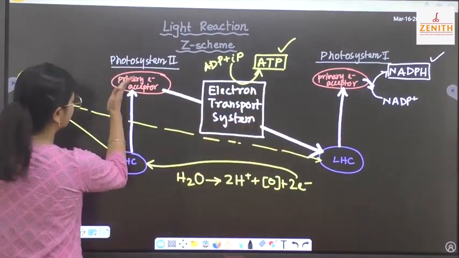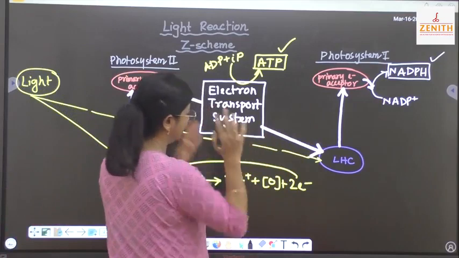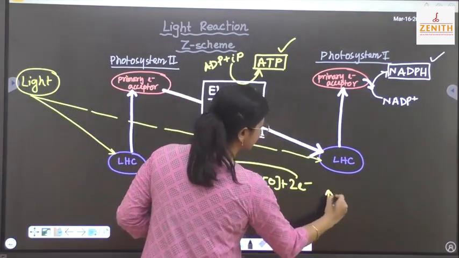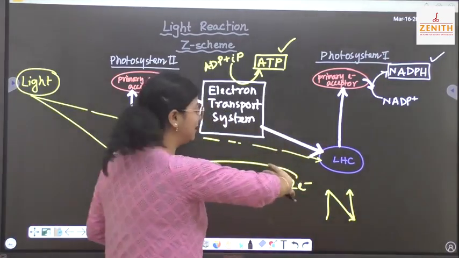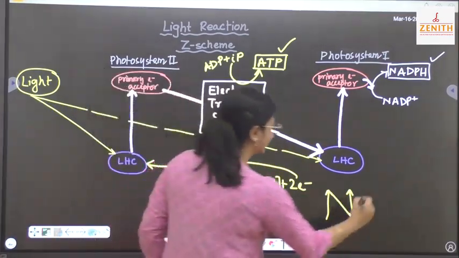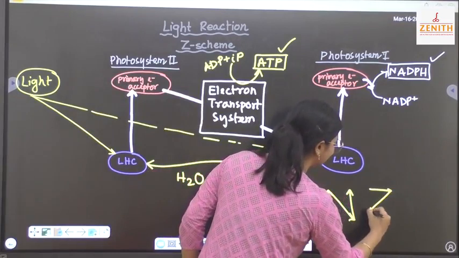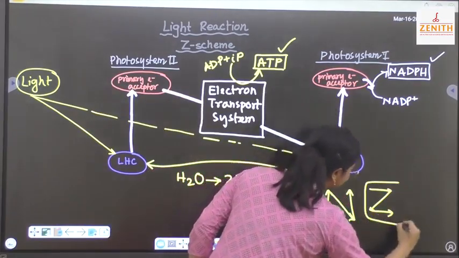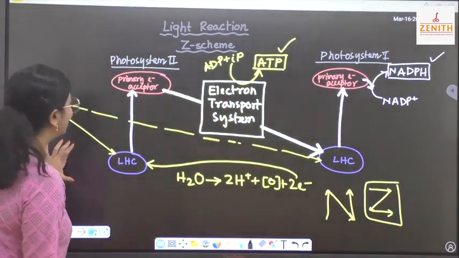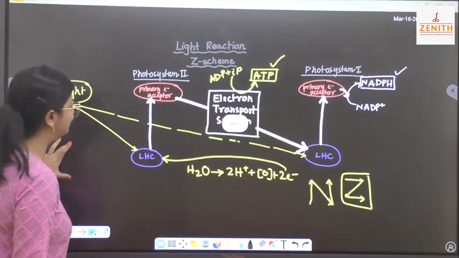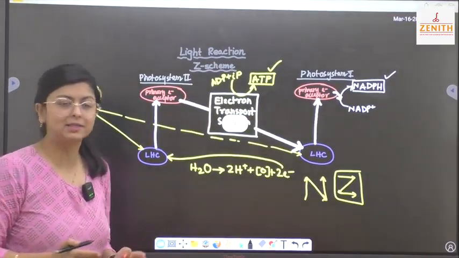Electron is moving first here, then here, then here. Let me do this. Like this. You can turn it at the right side, right? So you can see here. That's why this scheme is known as the Z scheme. It's very simple. Okay. So let me do one recap for better understanding this.